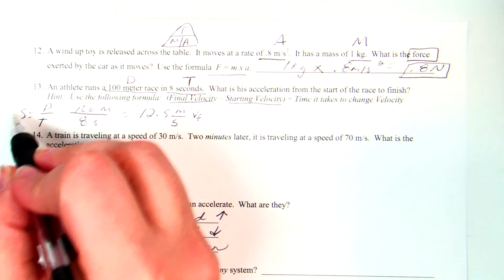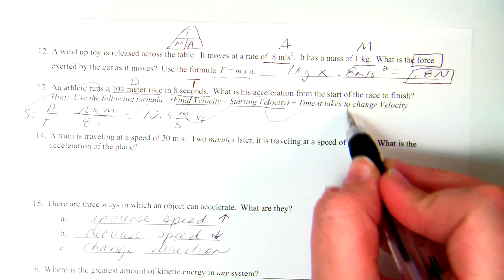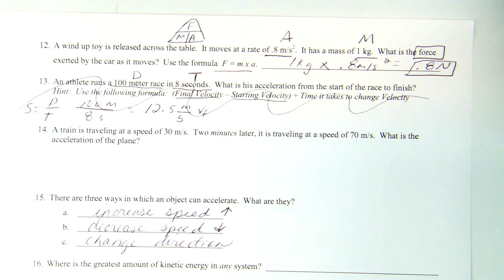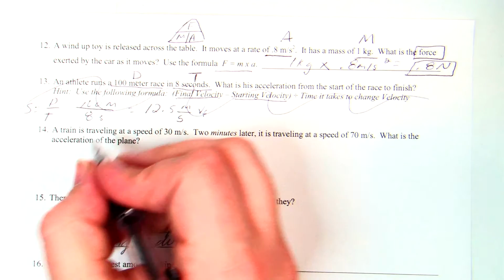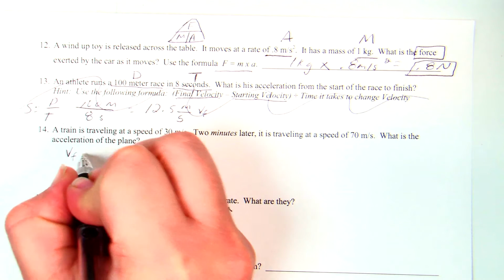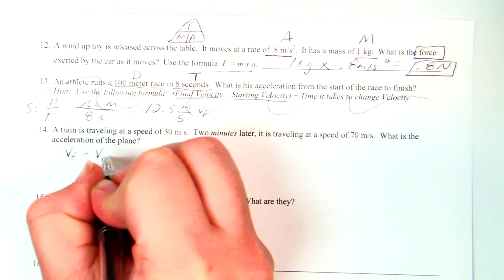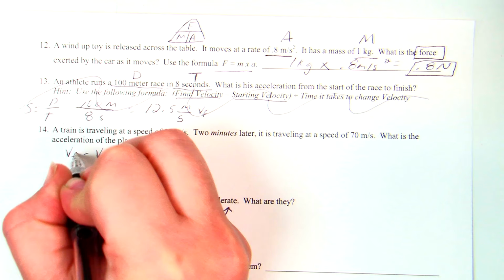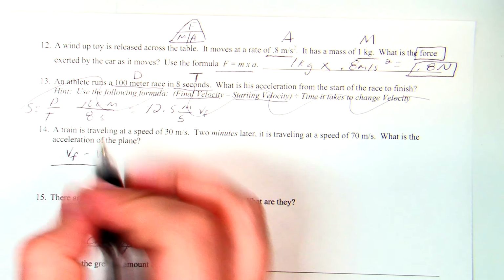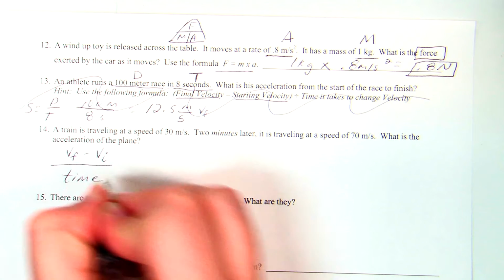I want you guys to skip number 13. And on number 14, you need to use the formula final velocity minus starting velocity. The I stands for initial, meaning start. You're going to divide that by the time, okay?